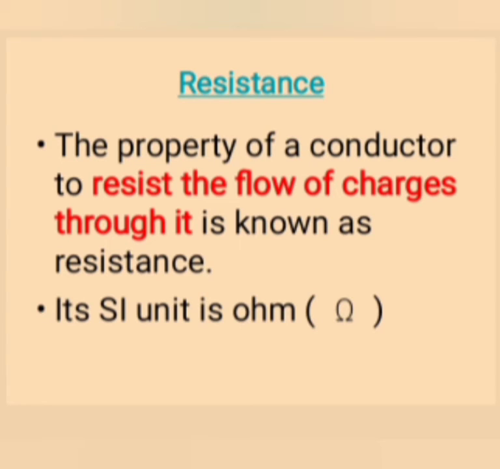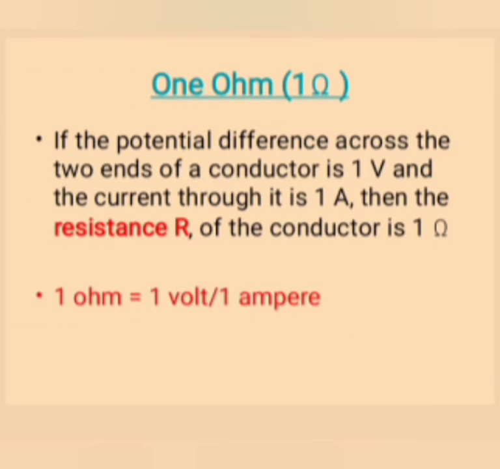What constitutes 1 ohm? Define 1 ohm. If the potential difference across the two ends of a conductor is 1 volt and the current through it is 1 ampere, then the resistance R of the conductor is 1 ohm. 1 ohm is equal to 1 volt divided by 1 ampere.